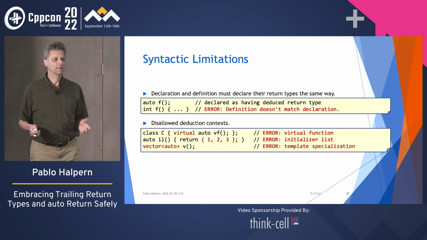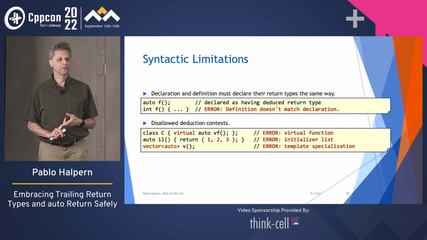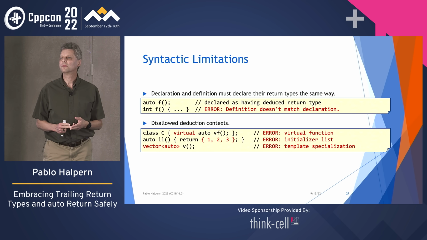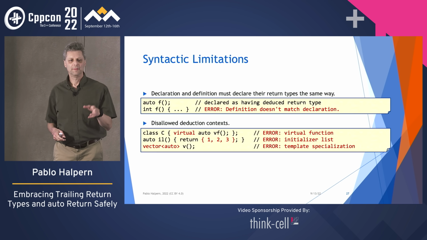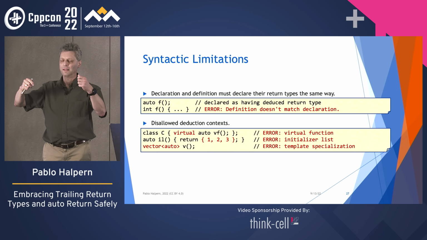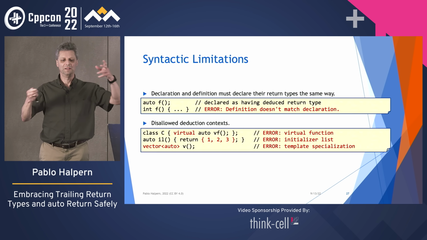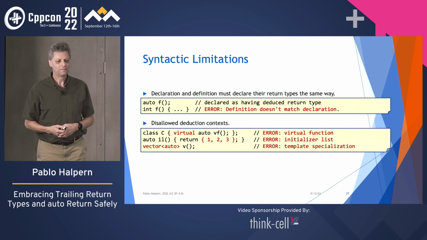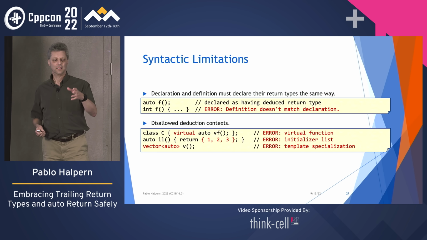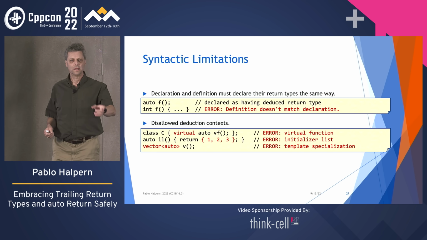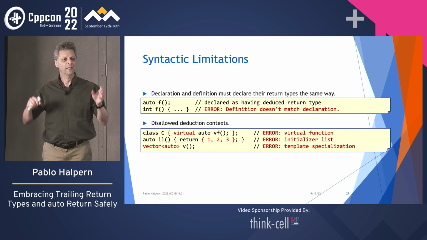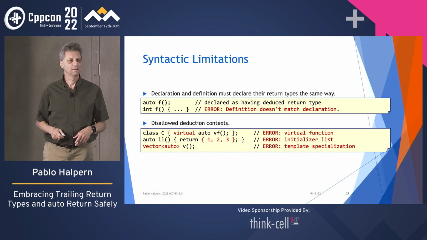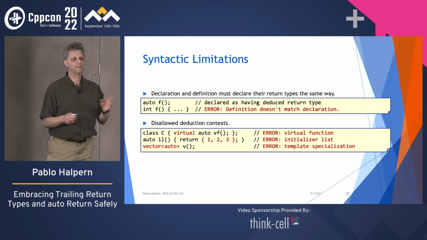There are a couple of situations where it's just disallowed. You're not allowed to use it on virtual functions. You're not allowed to deduce an initializer list. The reason you can't deduce an initializer list is that an initializer list is basically like a temporary, and if it got returned, the initializer list would be out of scope before you could actually use it. I know you could say vector of T in a template argument, but you can't use it here. It won't do the pattern match on that.